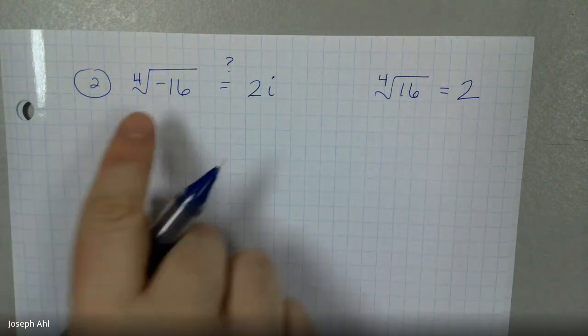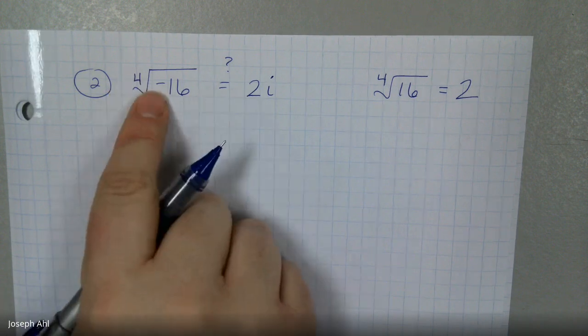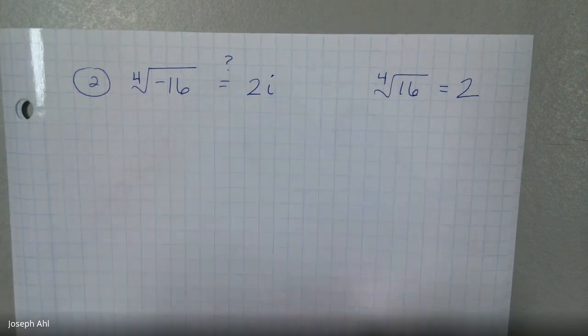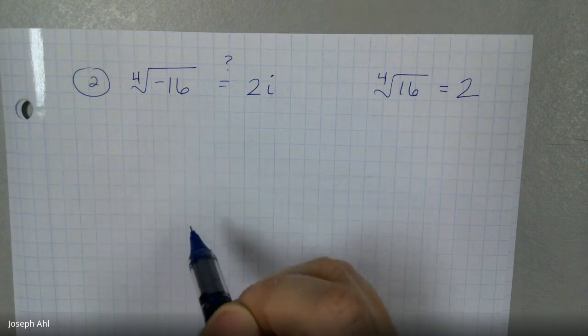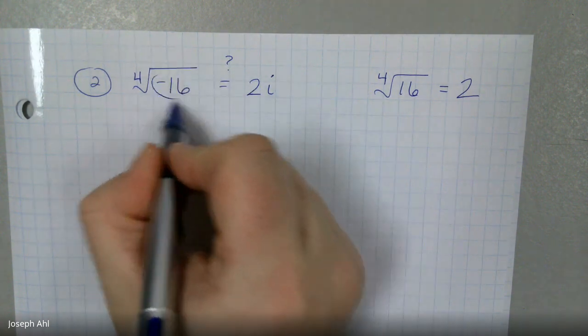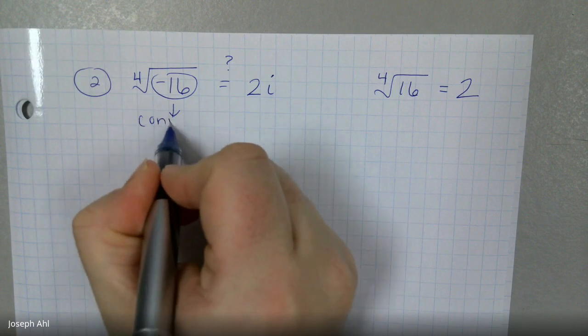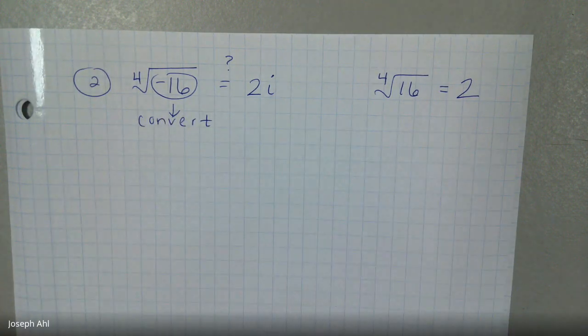Can we take the fourth, because we know the square root of negative 1 is i, so is the fourth root of negative 1 still i? I'm not sure, but we'll be able to confirm that in a minute by going through our process here. First thing we have to do is take the negative 16 and convert. Let's put this in r cis theta form so we can apply the root rule now using DeMoivre's theorem here.